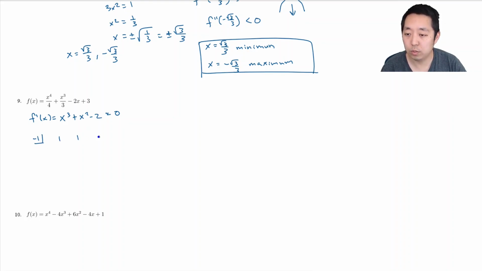So this is 1, 1, 0, -2. I'm going to do synthetic division for this. You can use your calculator also. -1, 0, 0, 0, 0. Nope, that's not going to work. What about +1?